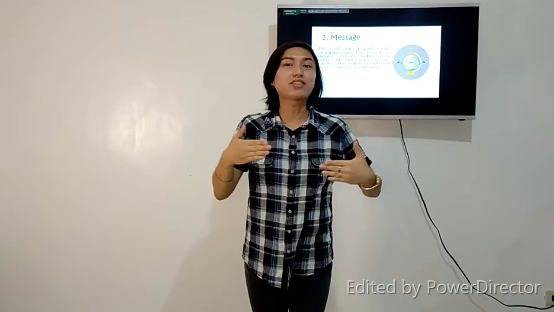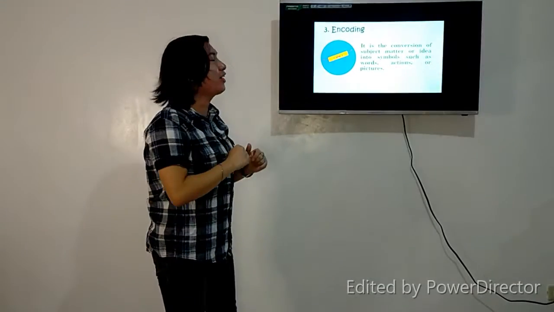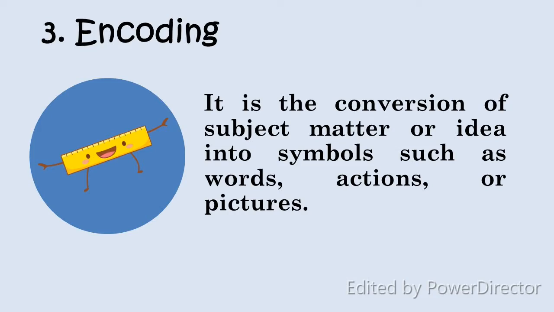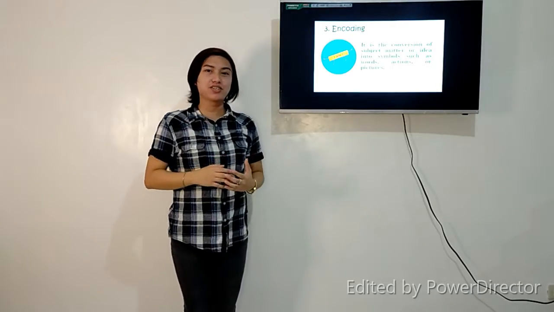Now, it leads us to the third one, which is what we call encoding. Remember that encoding is the third element of communication, which means the conversion of subject matter or idea into symbols such as words, actions, or pictures. Class, remember that encoding is the way on how the sender would like to create his or her message in the form of verbal, non-verbal, or visual communication.